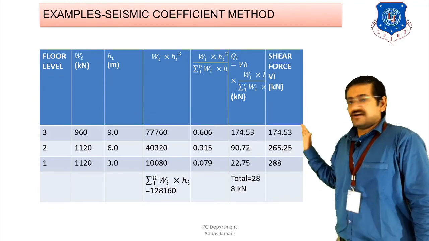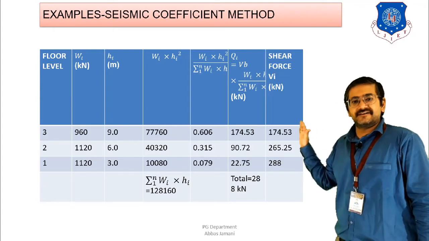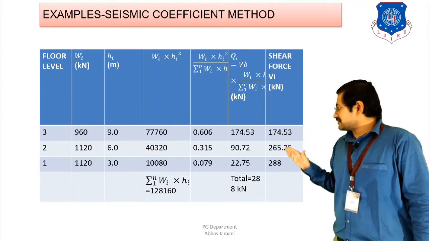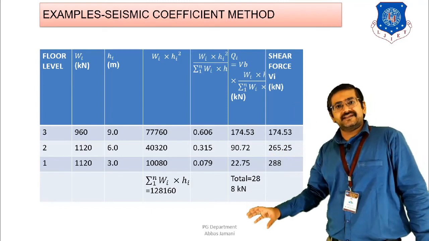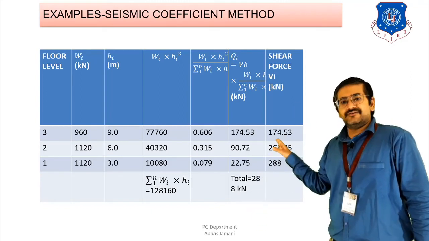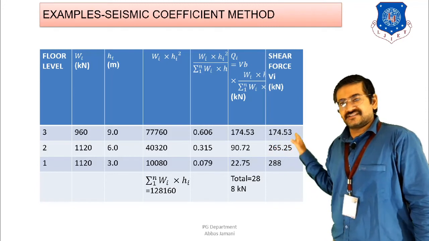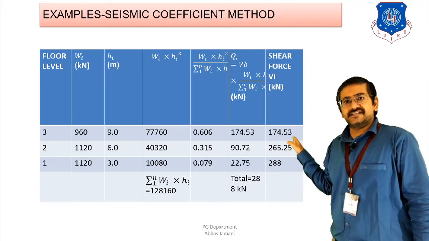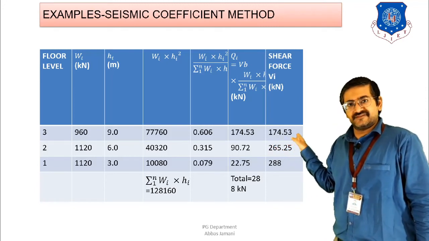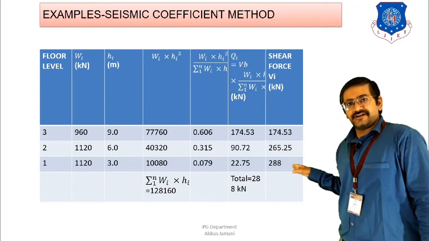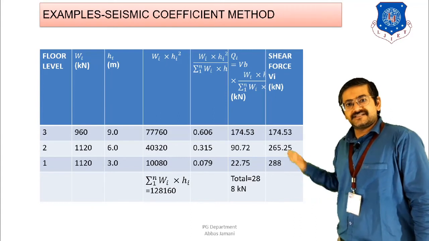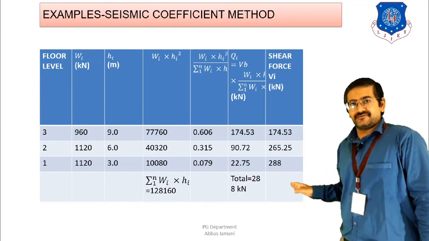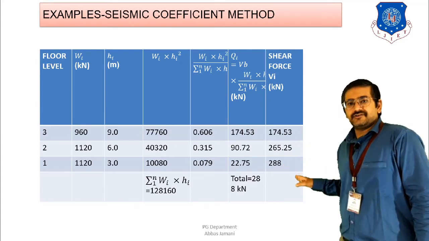And lastly, you have the shear force values given by Vi. As I said, the total cumulative base shear is going to act at the base level, so each lateral load value has to be summed up. The total shear force at the roof level is 174. At the first floor it is 174 plus 90. And at the ground level it is 174 plus 90 plus 22. Finally you get the value of 288.